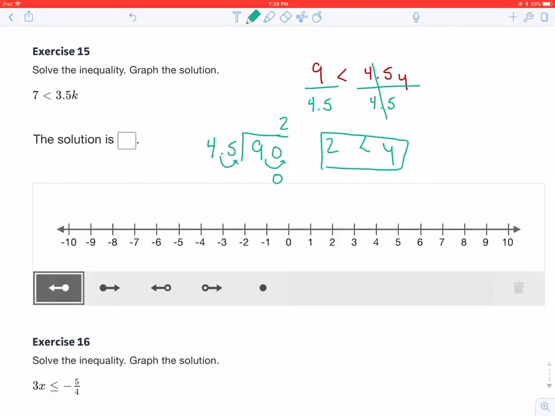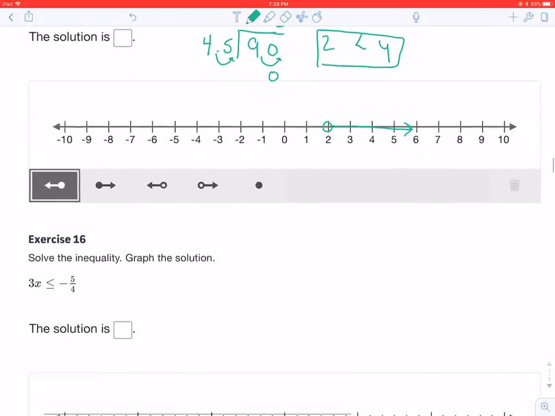And then y, we can describe y as saying that y is greater than 2. If y is greater than 2, that means I'm going to use an open circle since y can't equal 2. And then if it's greater than, it's going to go to the right.